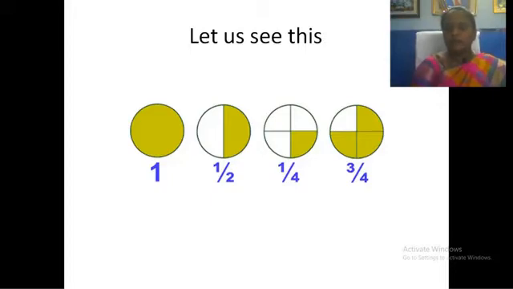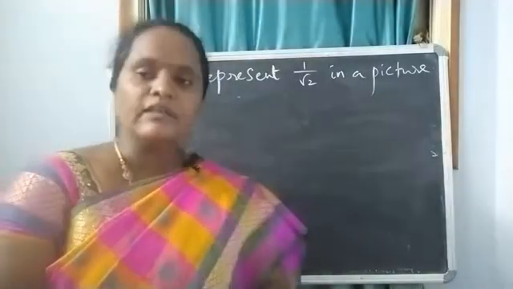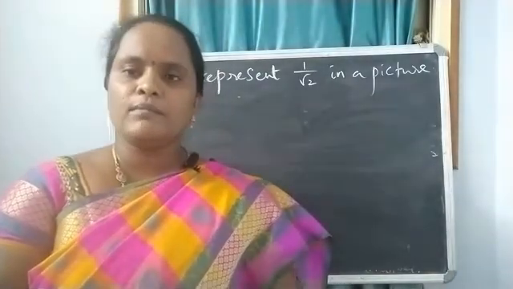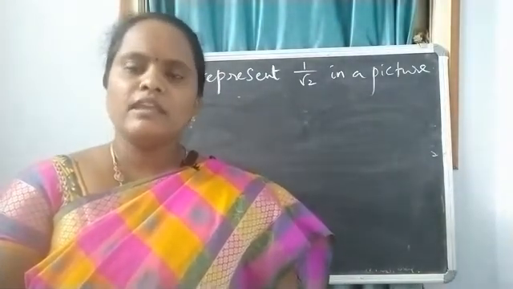And fourth circle is divided into 4 parts only, but 3 parts are shaded. So, yellow color portion indicates 3 parts out of 4 parts. So, 3 by 4. So, the denominator in a fraction says how many total parts we need to divide from a given object.